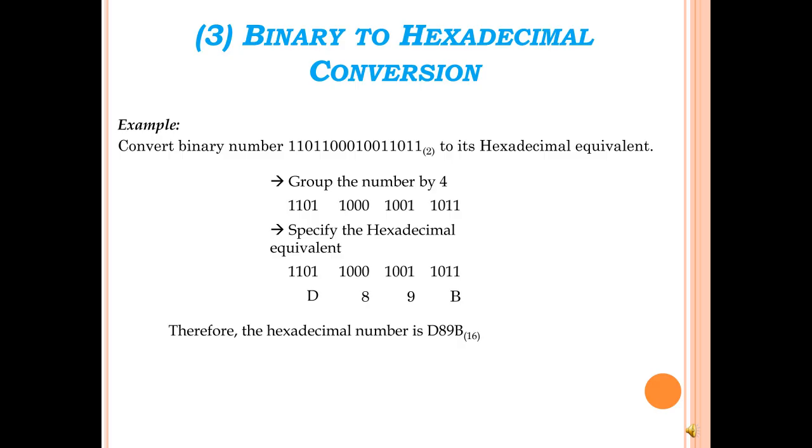That is, 1101 is denoted as B. 1000 denotes 8. 1001 denotes 9. And 1011 denotes B. Therefore, the hexadecimal number is B89B of base 16.